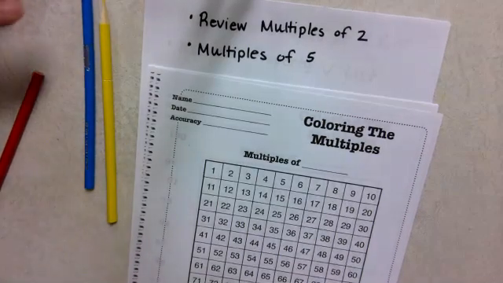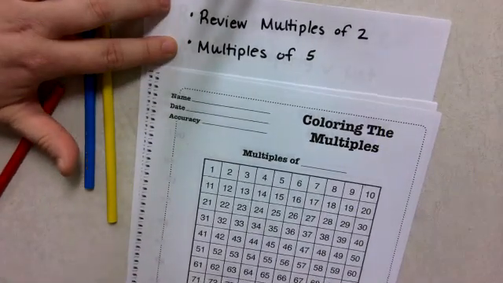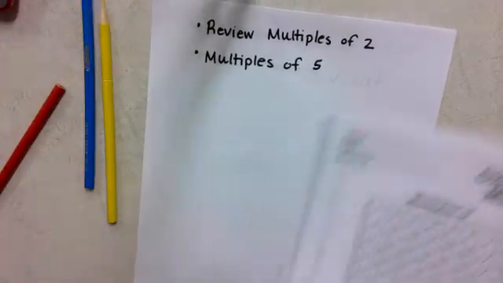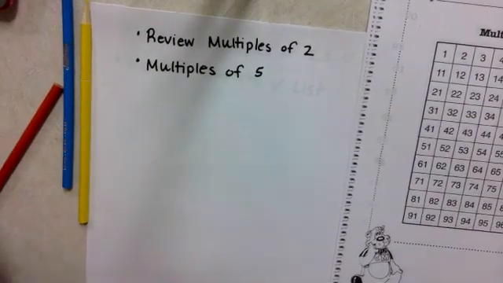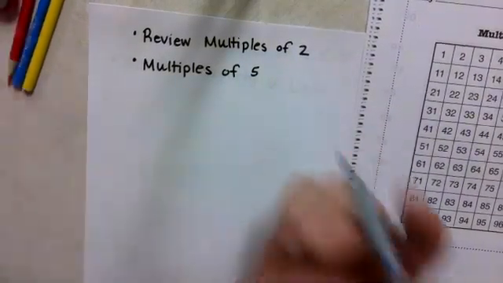For this third grade small group, first you're going to review multiples of 2 and then focus today on multiples of 5. So when you review multiples of 2, you'll want to write this down somewhere where they can actually see what you're talking through. Ask them, how do you know if something's a multiple of 2?